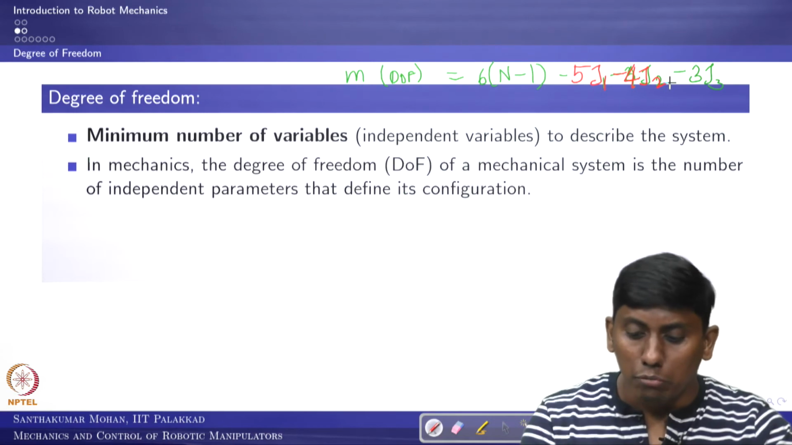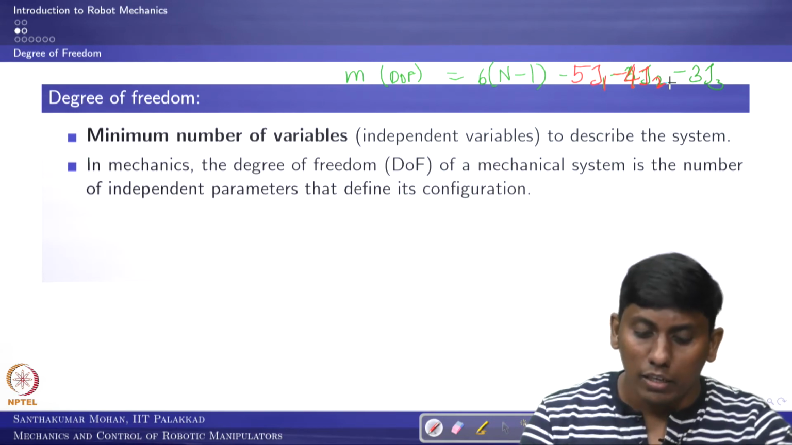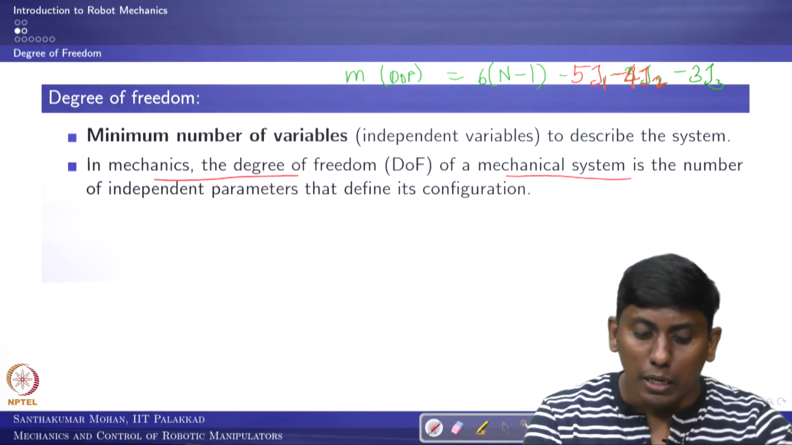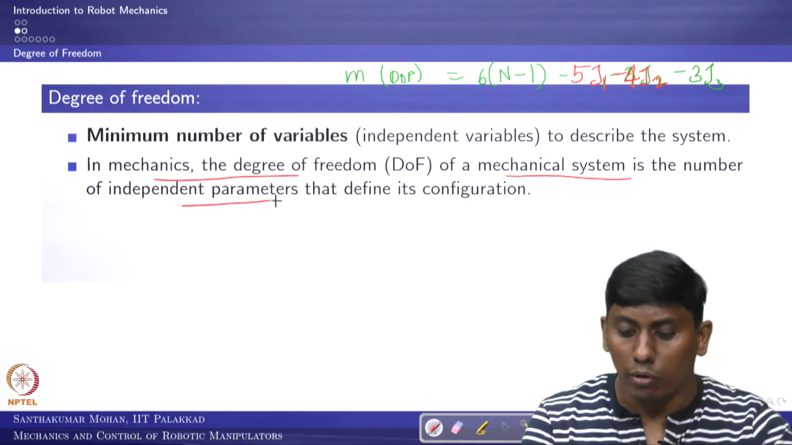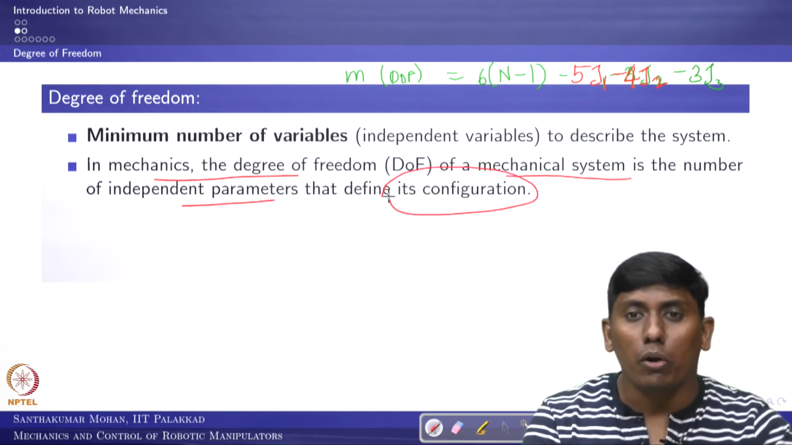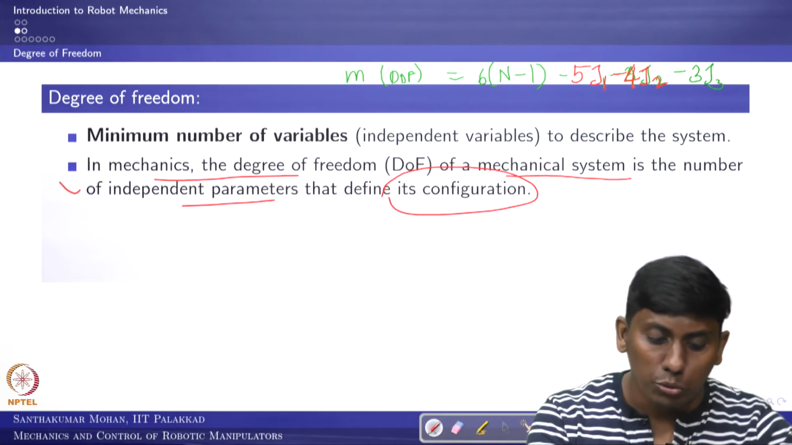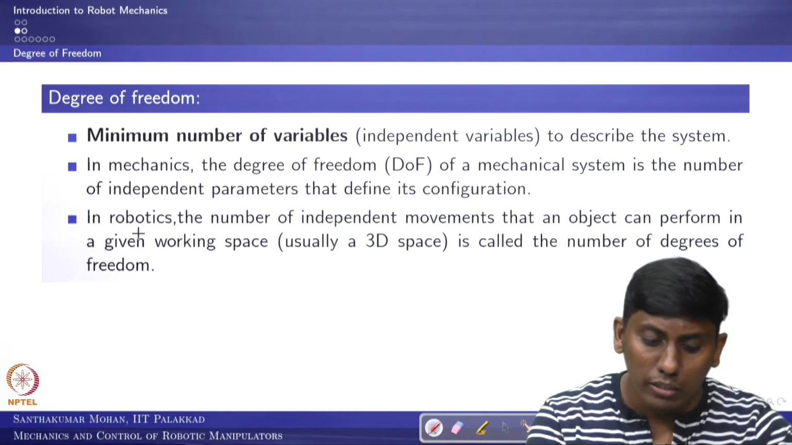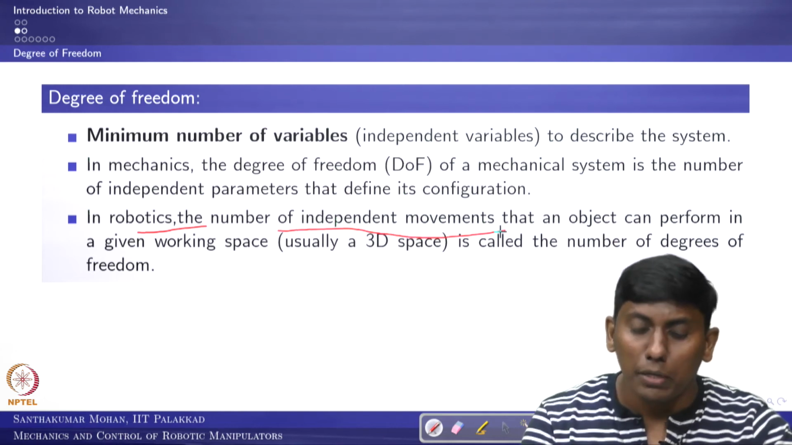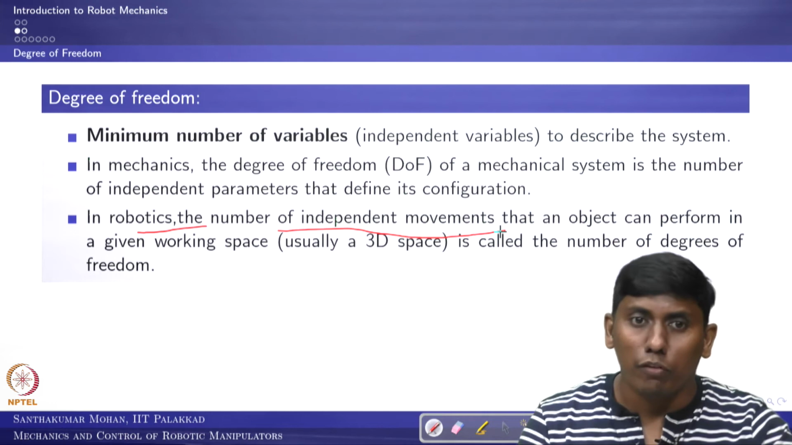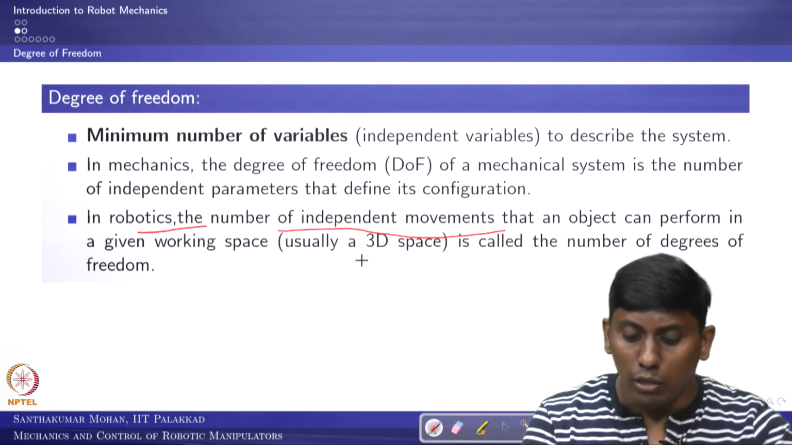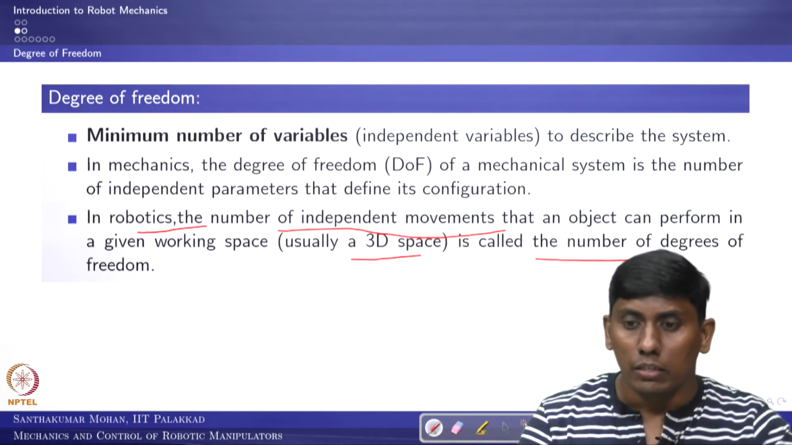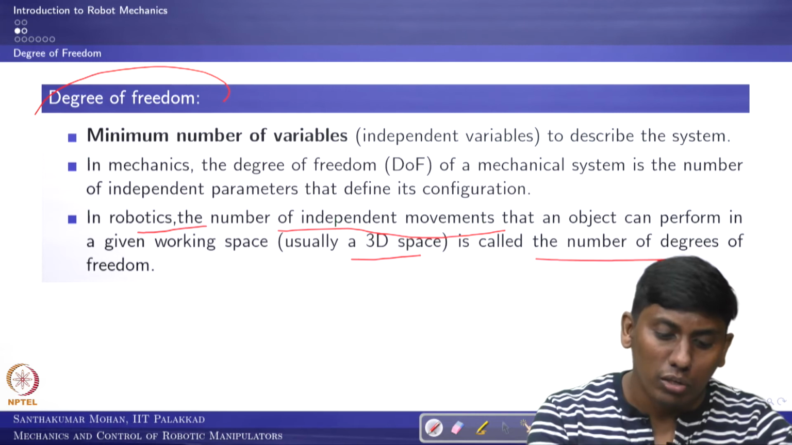I hope you would have studied this equation in mechanics, but what mechanics says is that the degree of freedom of a mechanical system is the number of independent parameters that define its configuration. Configuration means how the bodies are arranged relative to one another. That is what you call the degree of freedom. In robotics, it is the number of independent movements that an object can perform in a given workspace, usually a 3D workspace. Now you are clear what degree of freedom is.